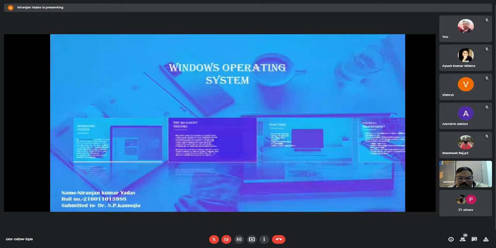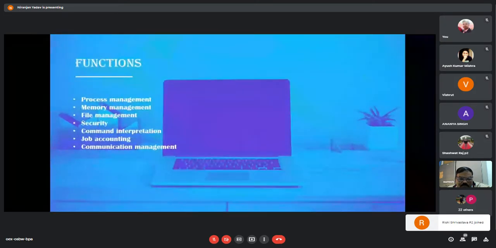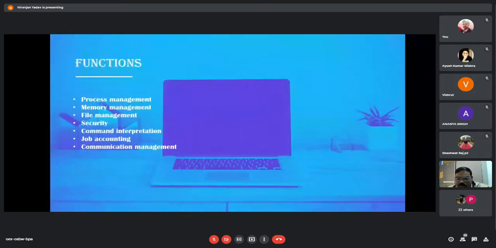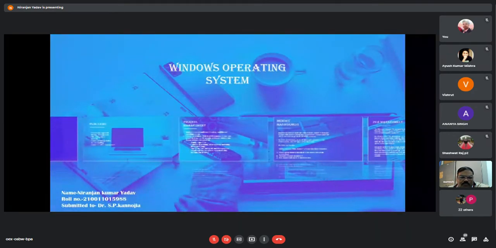Let us check the functions of the Windows operating system. Functions are process management, memory management, file management, security, command interpretation, job accounting, communication management. Let us check these functions one by one. First, process management.